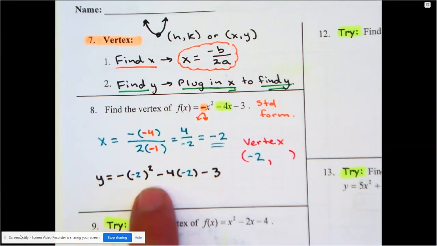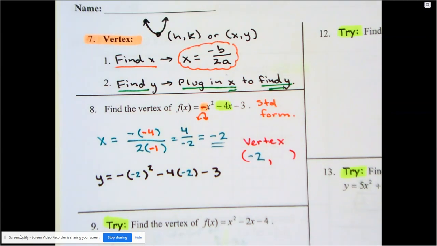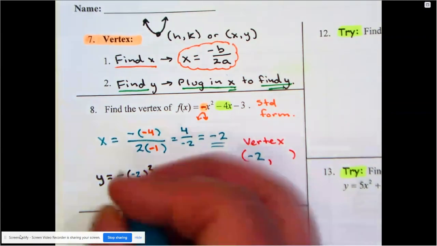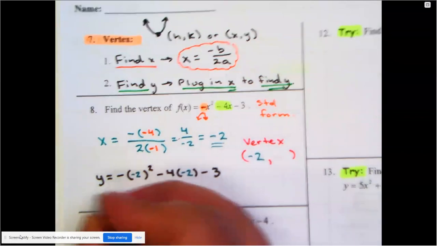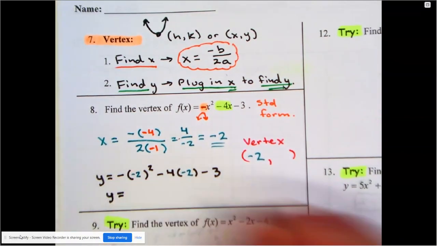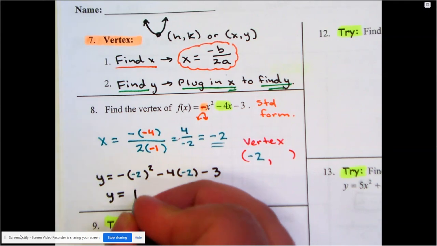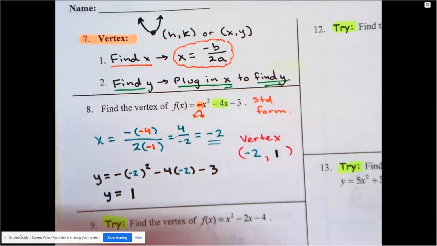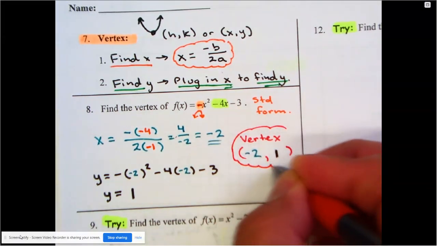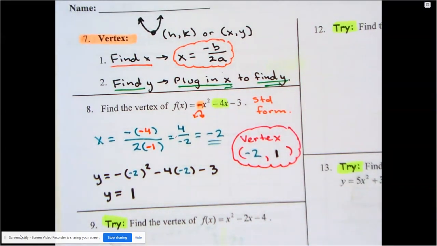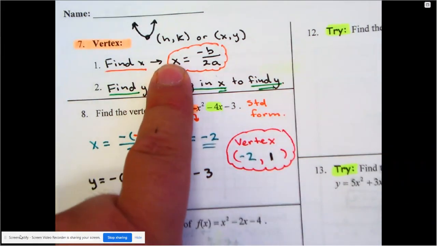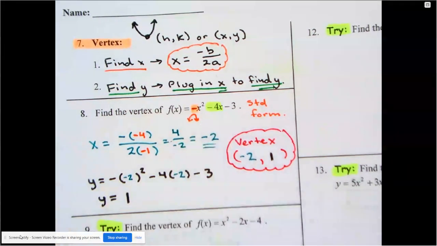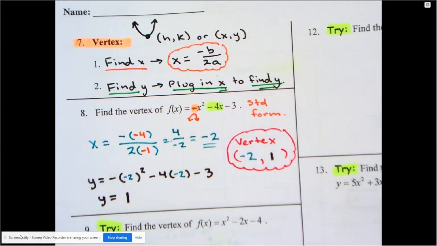You just type this whole thing in, except for the letter y, of course. And so when you do that, according to Desmos, I think the answer is just a 1 on Desmos. And so just like that, we have our answer for our vertex. So we don't need to graph. We don't need to do completing the square. We just need this little formula. That's what's going to help us find our vertex. So you'll do the same thing on number 9. Now let me show you number 10 and number 11 as well.